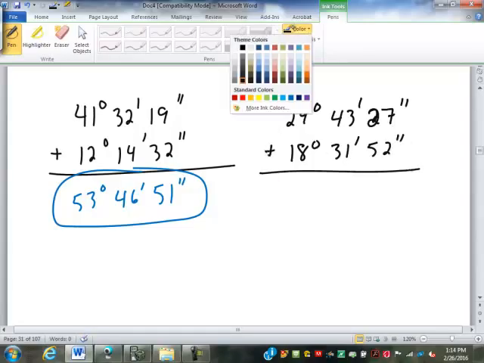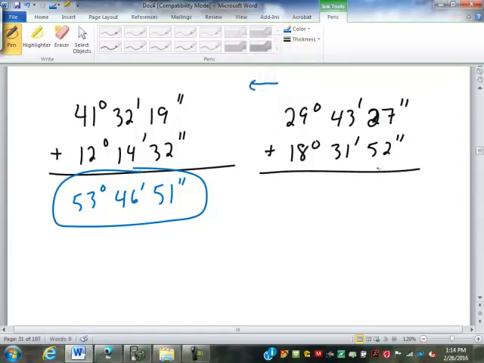So for adding here, 27 and 52 makes 79. Of course, that is going to be carry 1 minute, which is 60, leaving us with 19. Now 1 and 43 is 44, plus 31 is 75. We're going to carry the 1 degree, and we're going to leave how many minutes? Well, minus 60 is going to be 15 minutes.